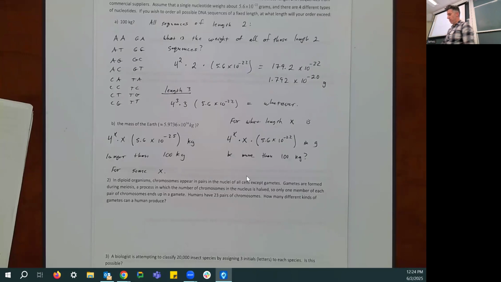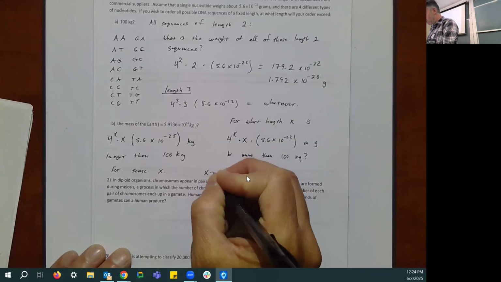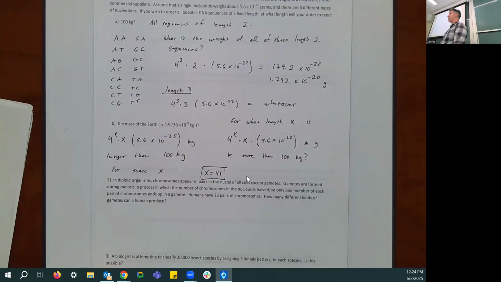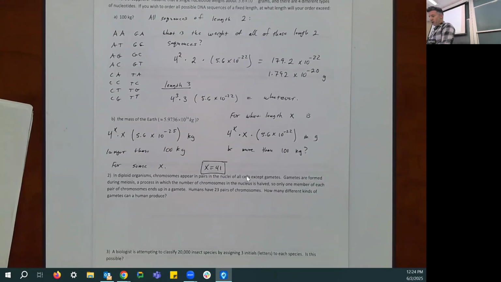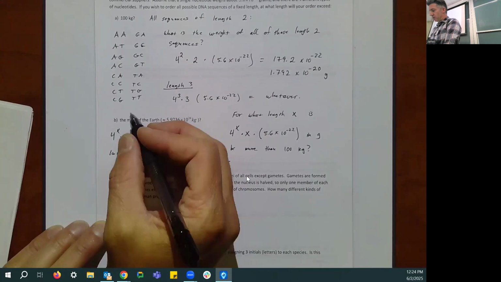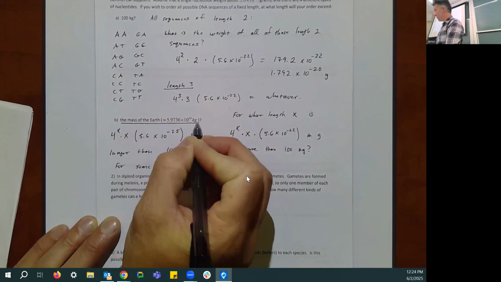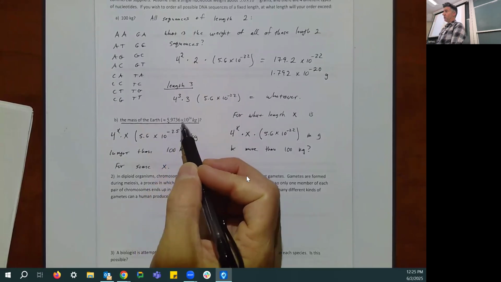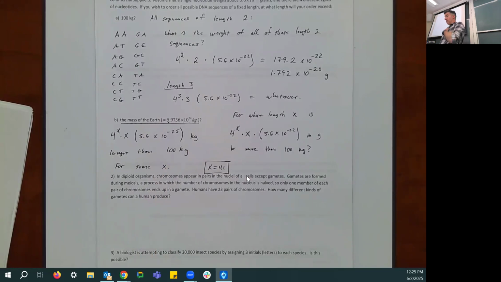So in my example, my answer was x equal to 41. If you have this question, you probably have a different value for the number of kilograms, and so you might get a slightly different value of x. You could also answer this question, but it's really the same idea. You're just trying to guess what value of x is going to make the total mass bigger than 5.9736 times 10 to the 24th. It's obviously going to be a much larger number, but still guessable. You just have to keep guessing. All right.